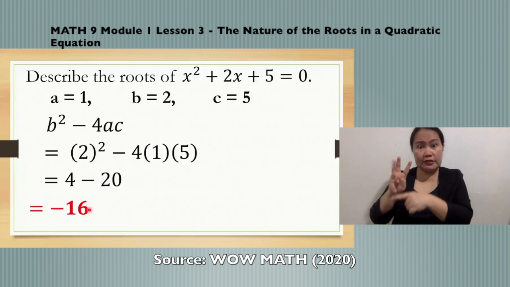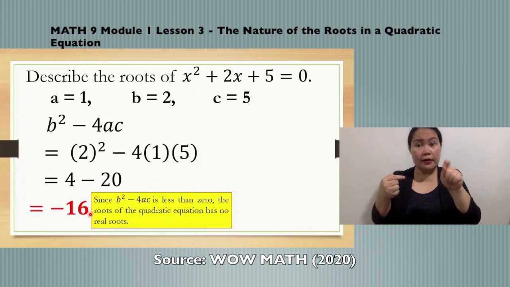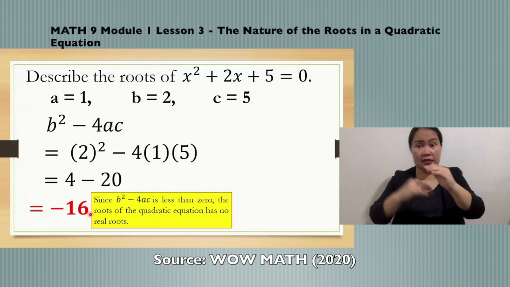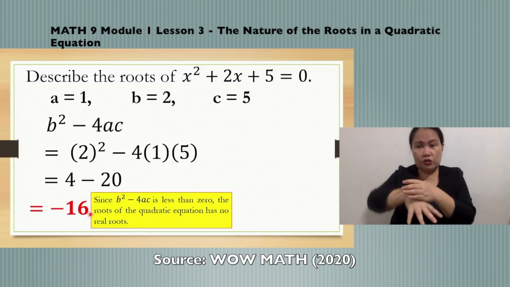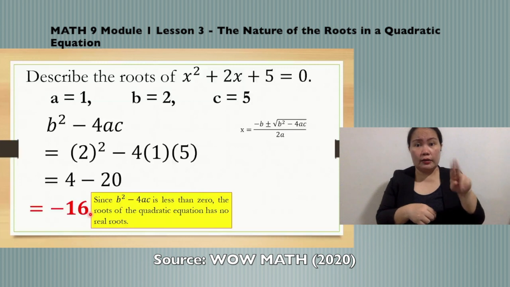Now, our discriminant is a negative number. Okay, we all know, sabi ko nga kanina, na kapag less than 0 siya or negative number, the roots or the solution of the quadratic equation has no real roots or solution. Wala tayong solution para dito. So, tingnan natin. I-prove natin using quadratic formula.